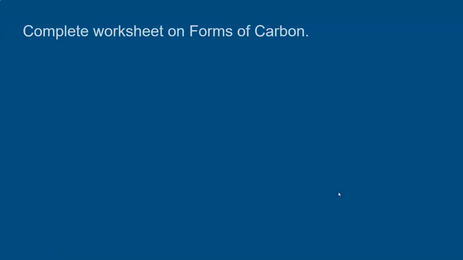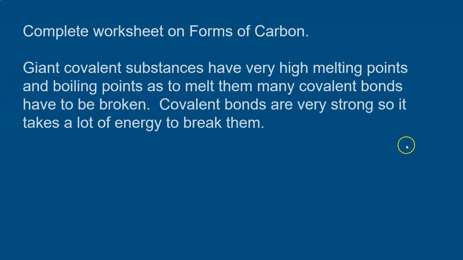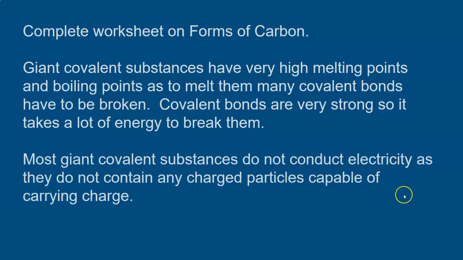What I want you to do is complete the worksheet on the different forms of carbon. The four forms of carbon you need to look at are diamond, graphite, Buckminster fullerene, known as a buckyball, and also graphene. Now to help you, there's a couple of bits of information on this slideshow, and you can open up the slideshow as you're doing the worksheet.